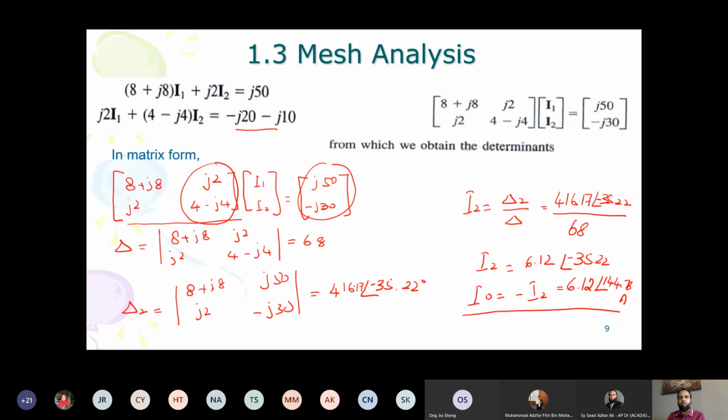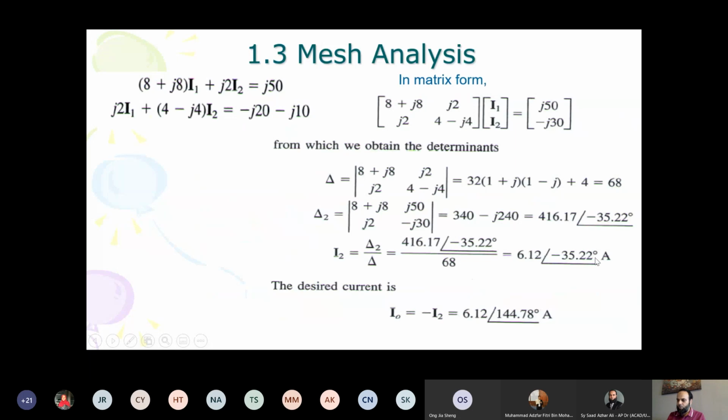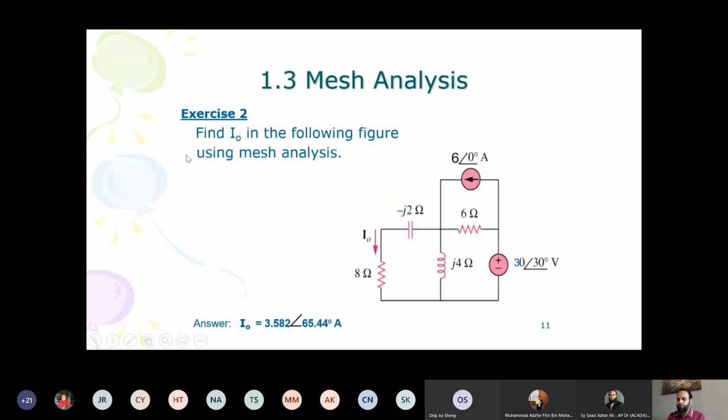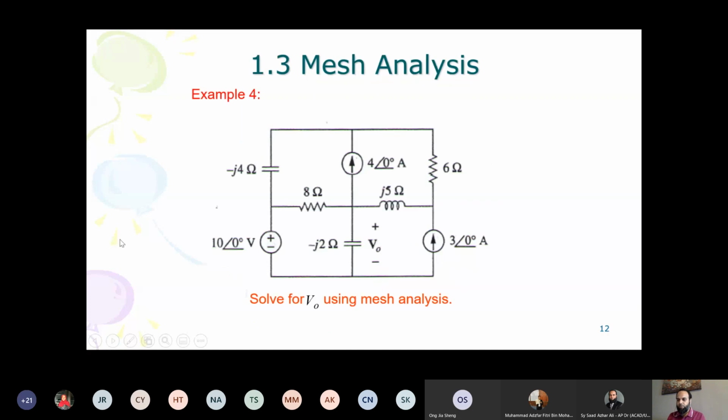The main thing is that we are applying mesh analysis. This is nothing new, except we have complex numbers. This is all the calculation in proper form, because my handwriting is very beautiful. Okay, let's consider this circuit now. This is exercise 2, by the way. So we'll be doing it in tutorials with you guys. All right, example 4, we have this circuit.